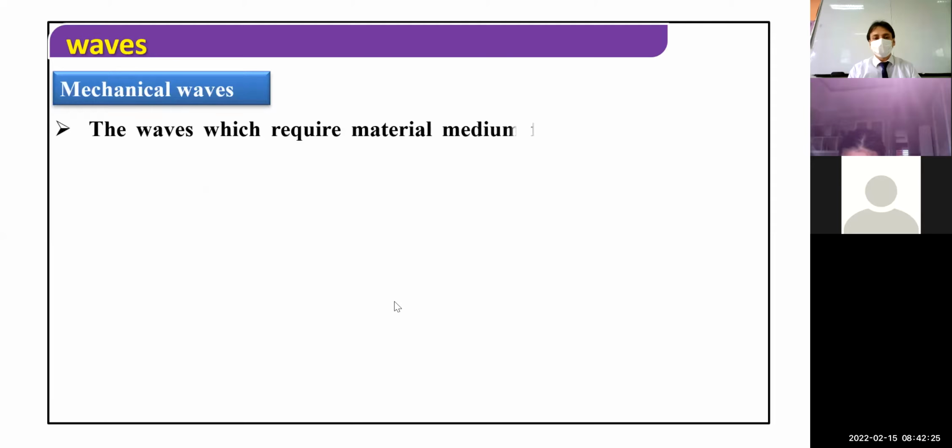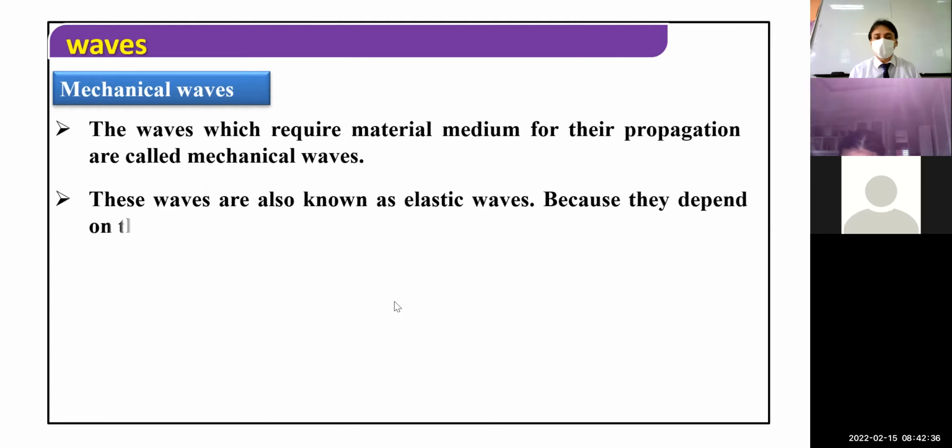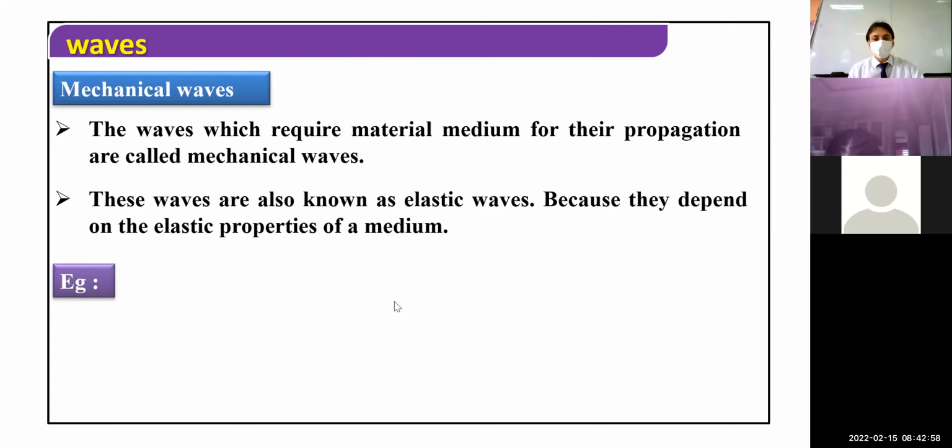Similarly, mechanical waves, children: waves which require a material medium for their propagation are called mechanical waves. That's the second category of waves. These waves are also known as elastic waves because they depend on the elastic properties of a medium, on the particles of the medium, and on the density of the medium. So mechanical waves completely depend on the medium and its elastic properties.